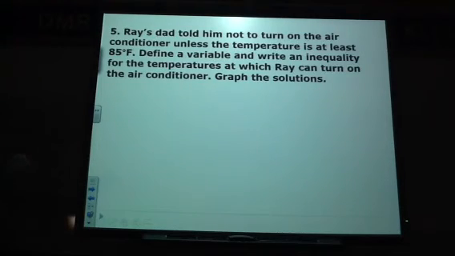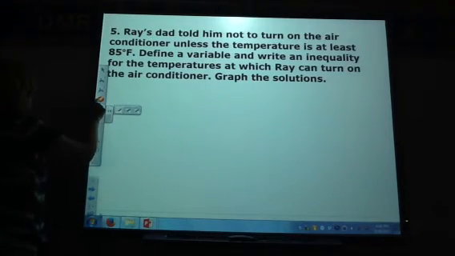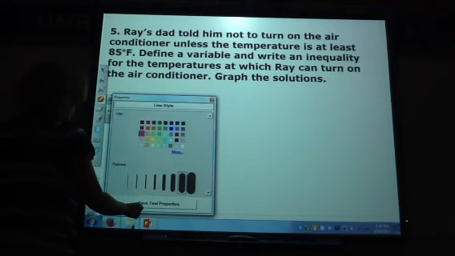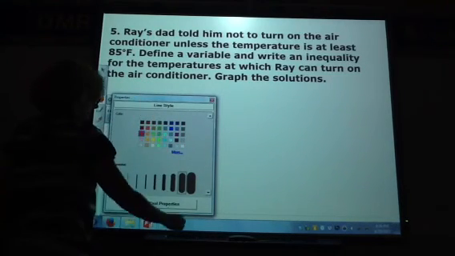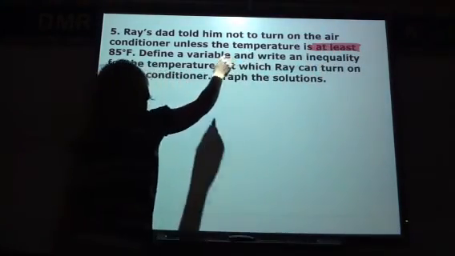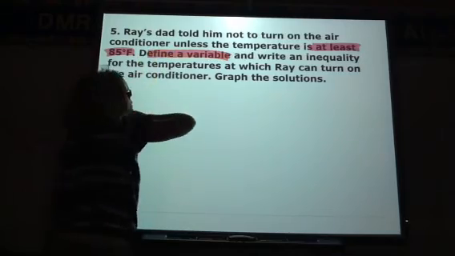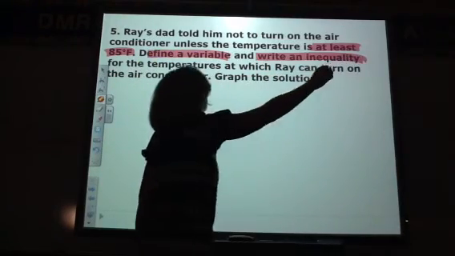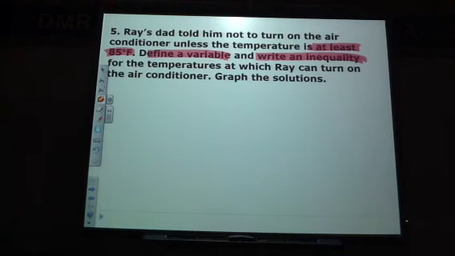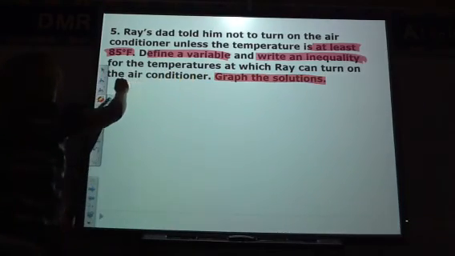Okay, so we've got a word problem here. Ray's dad told him not to turn on the air conditioner unless the temperature is at least 85 degrees Fahrenheit. Okay, so at least 85 degrees Fahrenheit. Define a variable. Write an inequality for the temperature at which Ray can turn on the air conditioner, and then graph the solutions. We got a lot going on here.